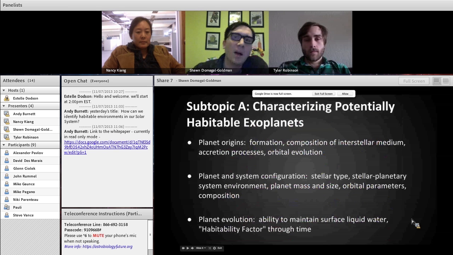So then the next thing you'll see in the template and in our document is a splitting up into subtopics. You don't have to do this. We found it useful because we're ultimately addressing two questions. The first about habitability and the second about life. And so for us, you'll see subtopic A, characterizing potentially habitable exoplanets. And then you'll see a subtopic B on the search for life on those potentially habitable exoplanets.